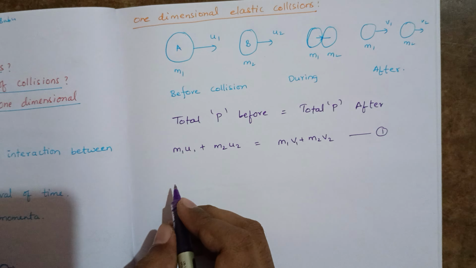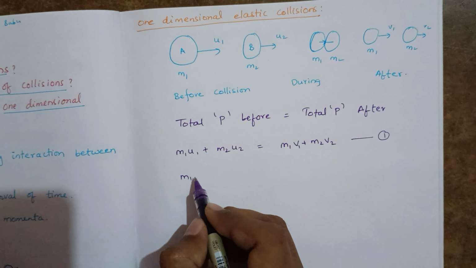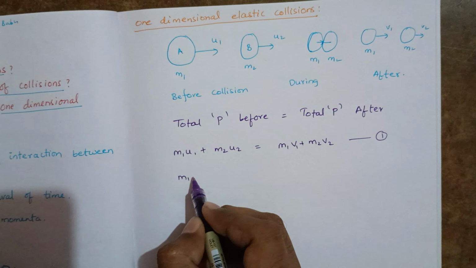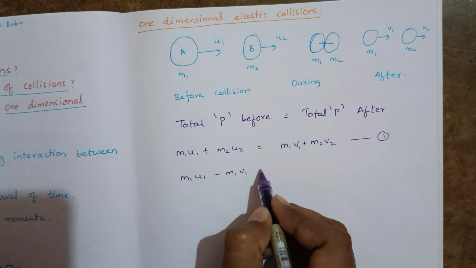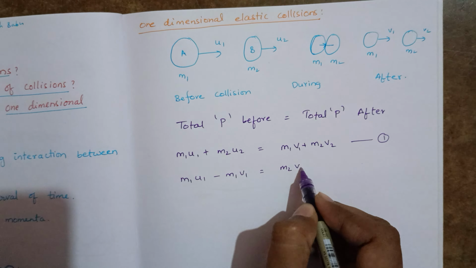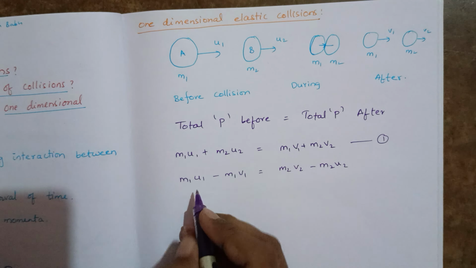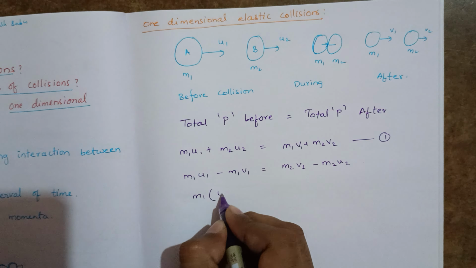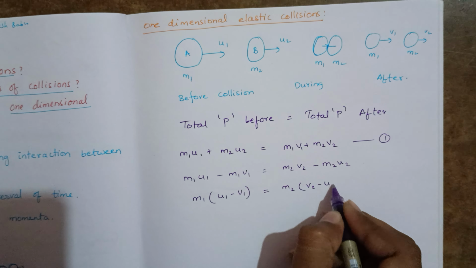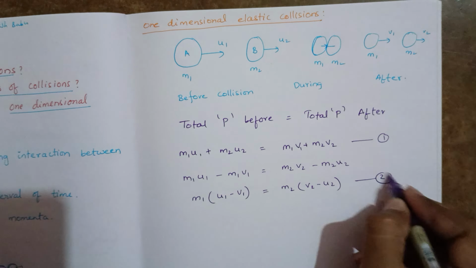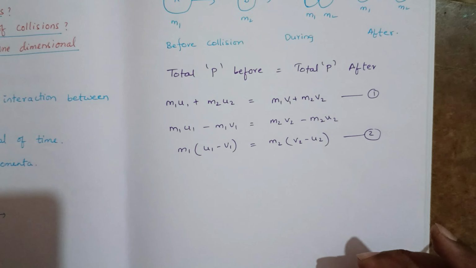Next, I am writing m1 terms on one side, m2 terms on the other side. m1 u1 minus m1 v1 equals m2 v2 minus m2 u2. So if I take m1 common, m1 times (u1 minus v1), and m2 common, m2 times (v2 minus u2). Let us take it as equation number 2. This is the law of conservation of momentum.